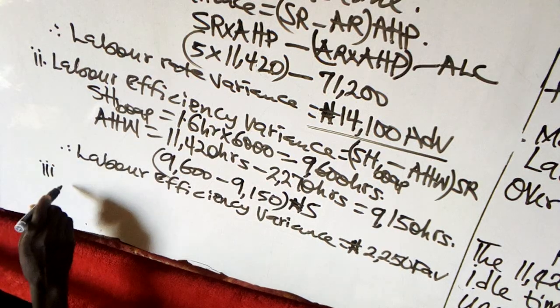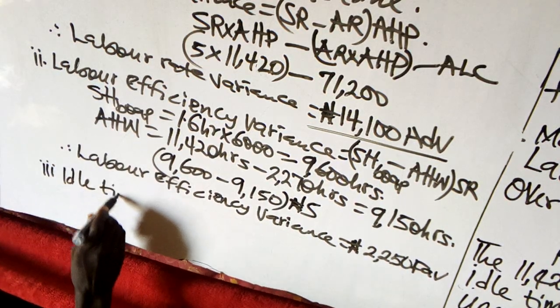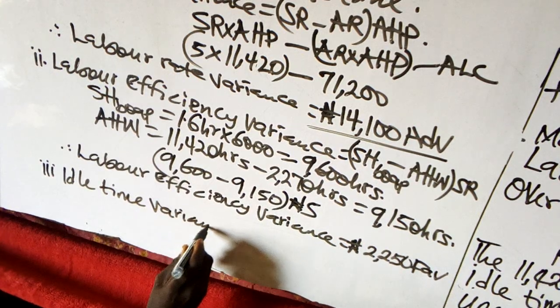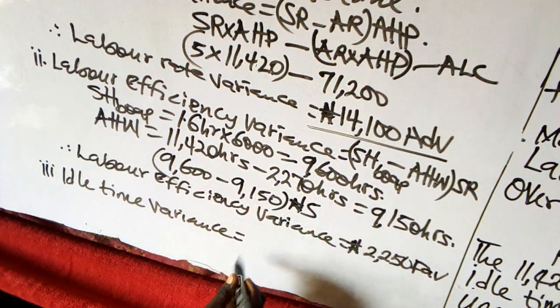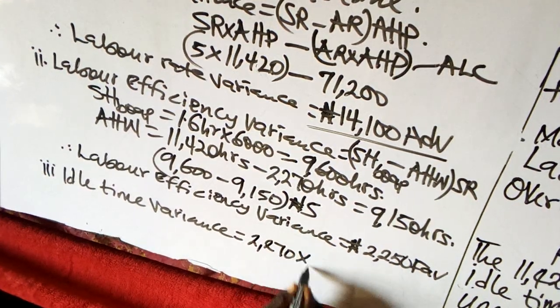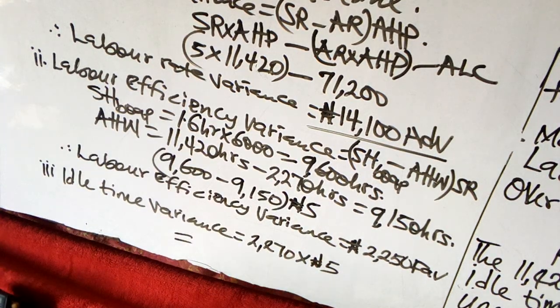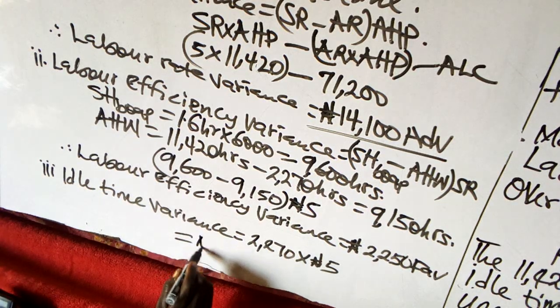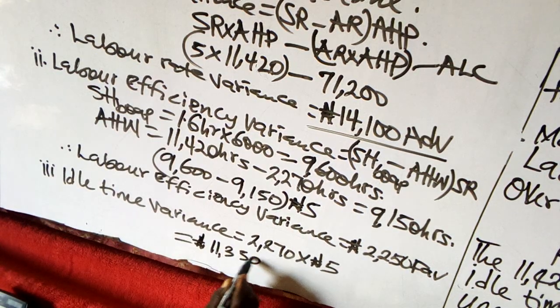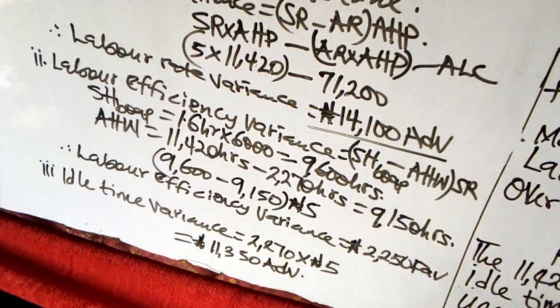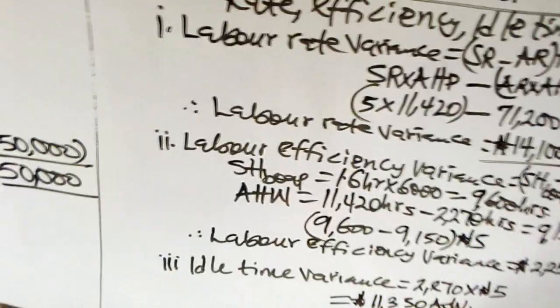Now, 3. Idle time variance. So you are given the idle time of 2,270 multiplied by the standard rate of 5 naira. I've told you that an idle time is always an adverse variance. 2,270 multiplied by 5, then we have 11,350 adverse. It's always an adverse variance. That is idle time variance. Those are the relevant variances as to the labor.